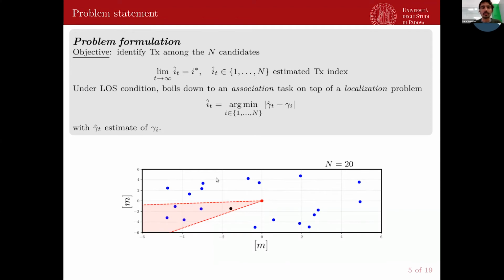And the problem therefore becomes a problem of correct labeling. So given i hat as the estimate of the transmitter label, we want this quantity to converge in time to i star. Under the line of sight condition, this problem can be cast to an association task on top of a localization problem. So we first solve a localization problem by estimating the angular position of the transmitter. And this angular position is gamma hat. And once we have this estimate in hand, we can associate the transmitter label to the closest target.